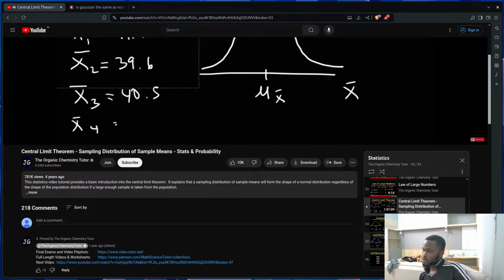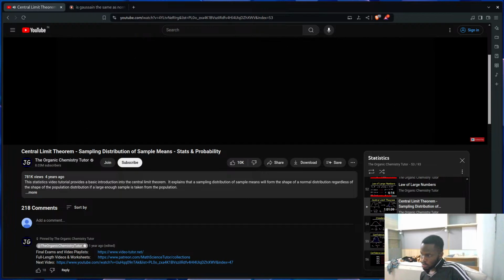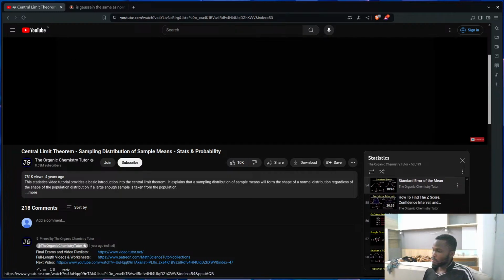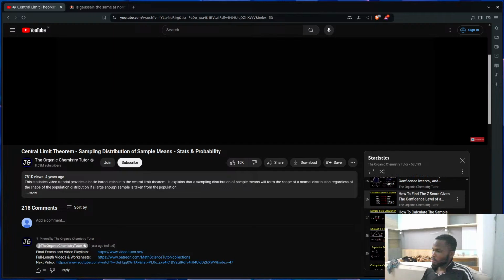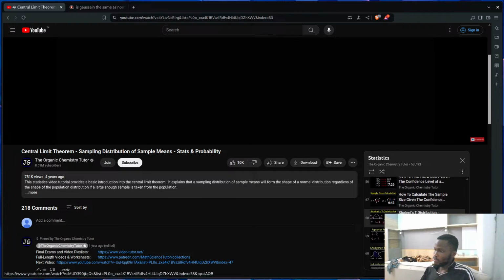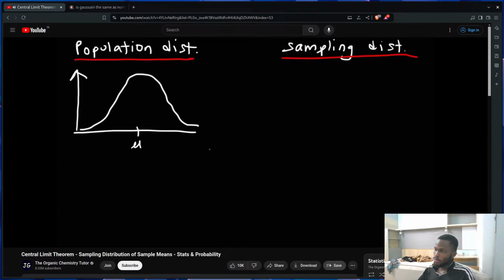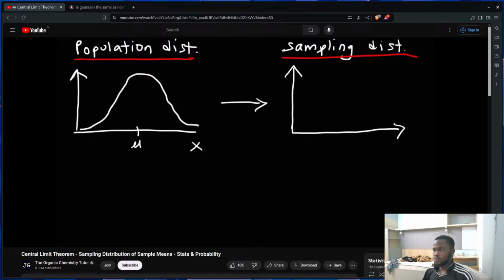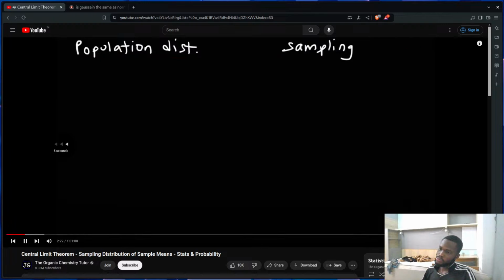So let me illustrate that with some examples. So on the left, I'm going to put the population distribution. And on the right, I'm going to draw the shape of the sampling distribution. So for our first example, let's say that the population distribution has the shape of a normal distribution with mean mu and a random variable x.